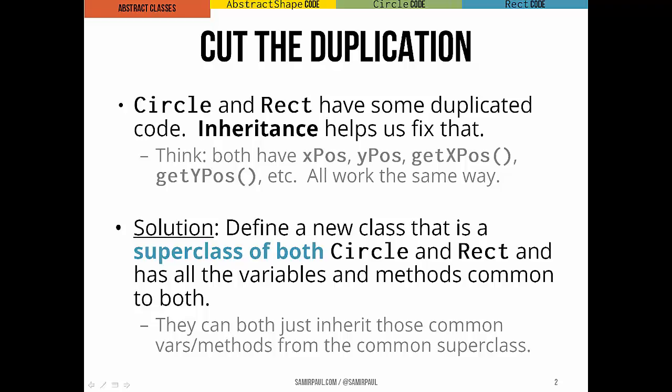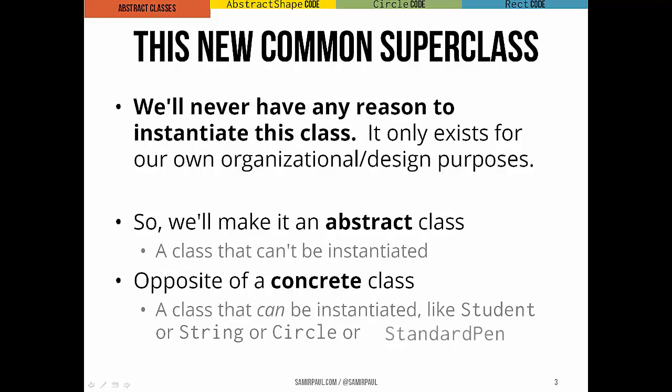So to do this, we're going to define a new class that is a superclass of both circle and rect and contains all the variables and all the methods that are common in both. Both circle and rect are just going to inherit all those common variables and methods from this common superclass. We're never going to have any reason to instantiate this class. So we're going to make it an abstract class. That just means a class that can't be instantiated. You cannot make an instance of an abstract class.